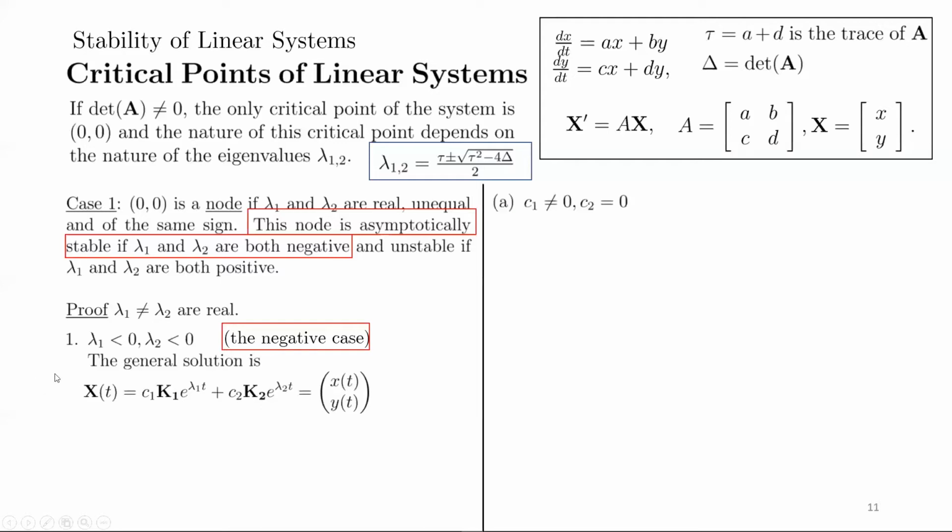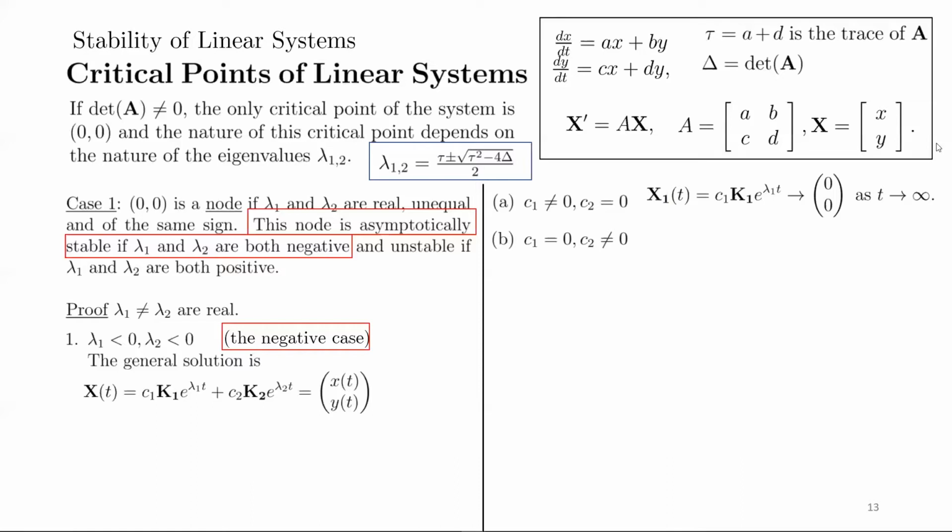Let's assume for a minute that c1 is not equal to 0 and c2 is equal to 0. So the second term we can ignore for now. What's happening to the first term if c1 is non-zero? Because lambda 1 is negative, as t goes to infinity, the exponential of something negative times t goes to e to the negative infinity, which is 0, of course. The limit of the exponential as it goes towards e to the negative infinity is 0.